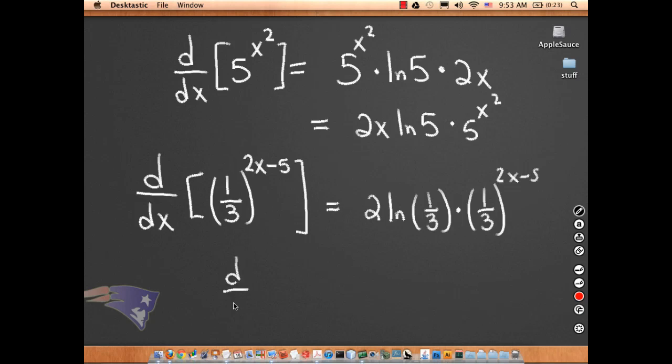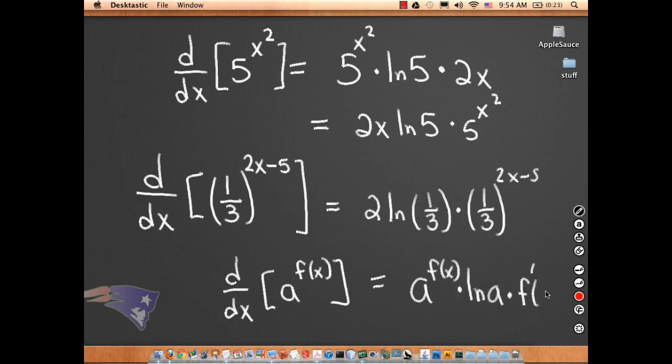Okay, let's just go back to the rule. If I take the derivative of a raised to another function, then by the rule, this becomes a to the function times natural log a times f prime by the chain rule. Well, what is this right here? This is 1/3 raised to the 2x minus 5. So I can start with 1/3 to the 2x minus 5, then times natural log of 1/3, then times the derivative of 2x minus 5. Well, it's 2.